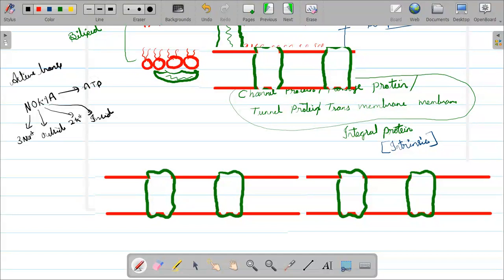That means utilizing some energy, the molecule has to be transported. So what happens here? Transport of molecules from lower concentration to higher concentration, yes, by utilizing energy. So what happened here? The Na molecules have to get inside.